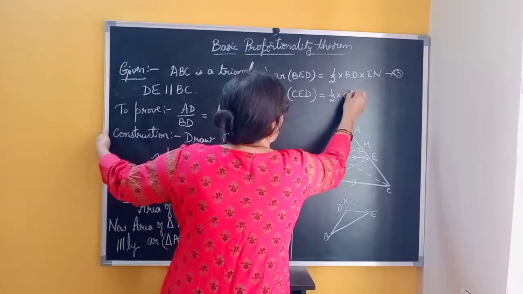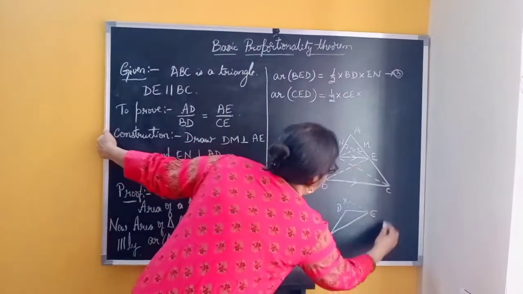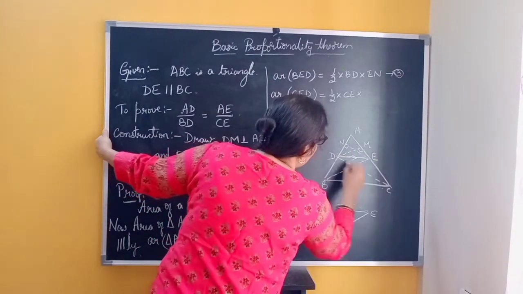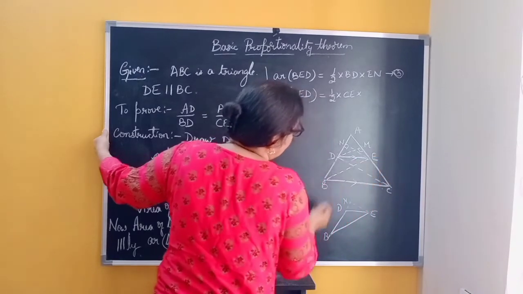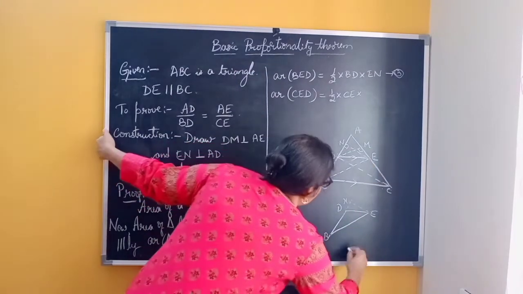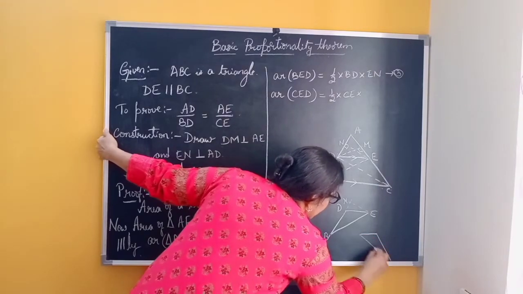CE into, which is the height now? See here, this is the triangle we have now. CE is the base. Now, which is the altitude? This is the altitude, so our height. The triangle is in this shape.